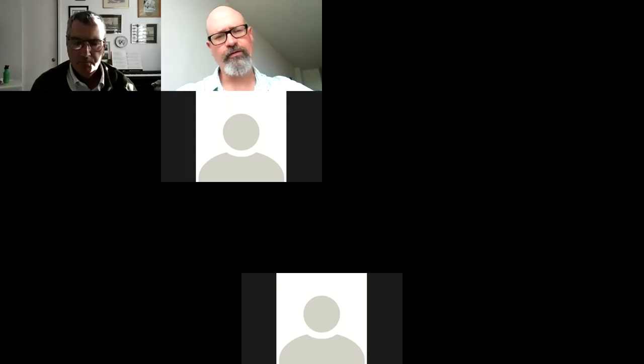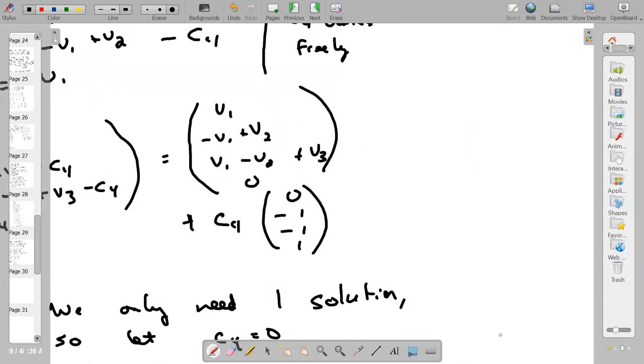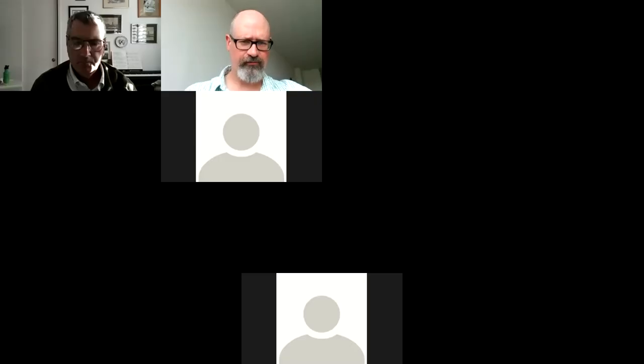You're going to be writing down the coefficients C, but they will typically be in terms of the components of the vector V, if that makes sense. So if you go back to what we're seeing here, we're saying that C1 equals V1, C2 equals minus V1 plus V2, C3 equals V1 minus V2 plus V3, and C4 equals zero. Those choices for C will exhibit any vector V as a linear combination of the vectors in the set S.